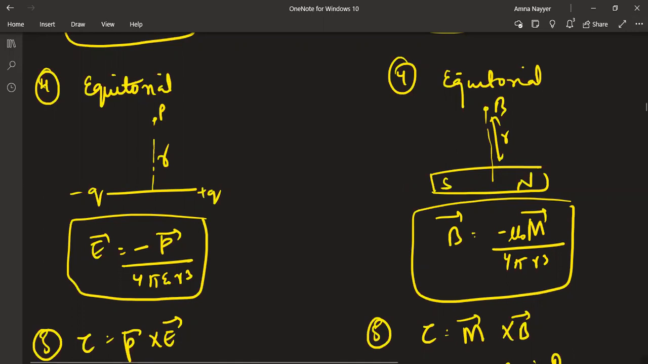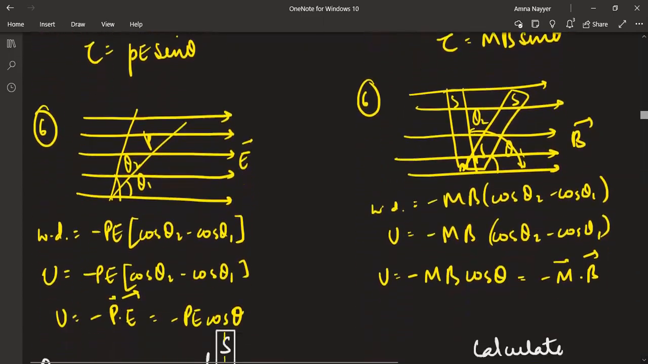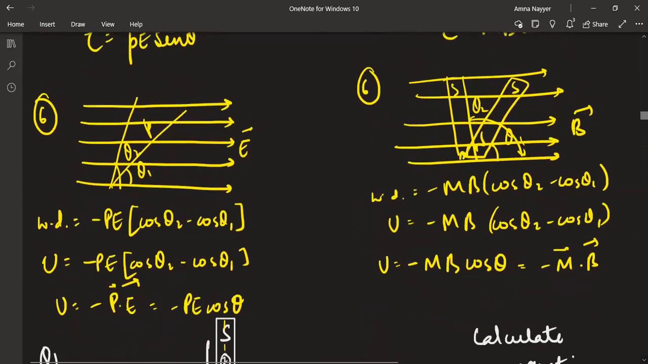Torque is there. Torque is p cross E in electrostatics, pE sine theta, and M cross B, MB sine theta in magnetics. For work done, you have minus pE (cos theta 2 minus cos theta 1), where theta 1 is the initial angle where the dipole was aligned with the electric field, and theta 2 is the final angle. Now, what is the work done of rotating torque?